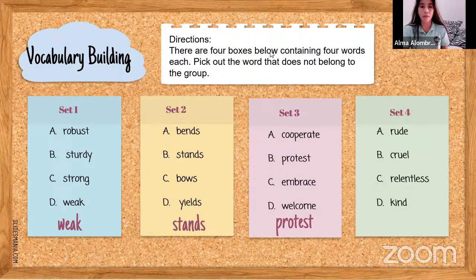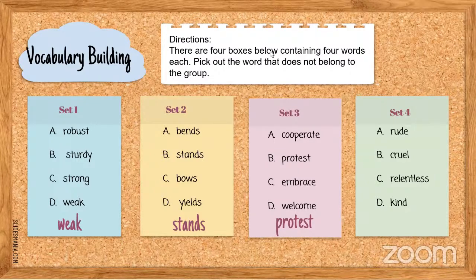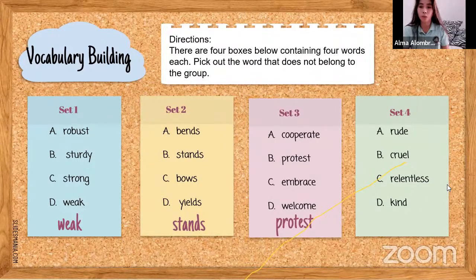Let's see set number 4. Last one. Yes, Rupert. A. Rude. B. Cruel. C. Relentless. D. Kind. The answer is D. Kind. All right. Rude, cruel, relentless. They have the same meaning. Okay, the correct answer is, of course, already mentioned, kind.